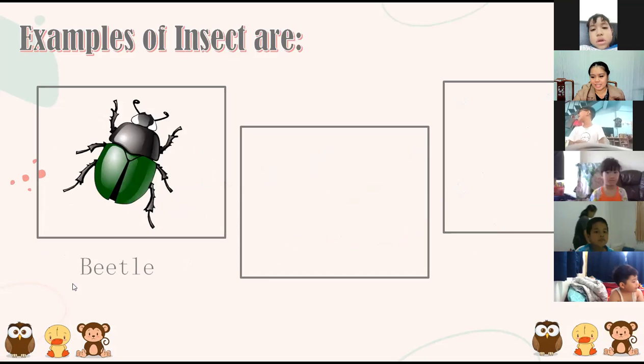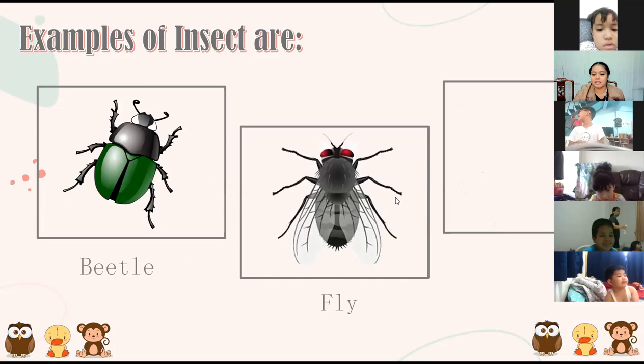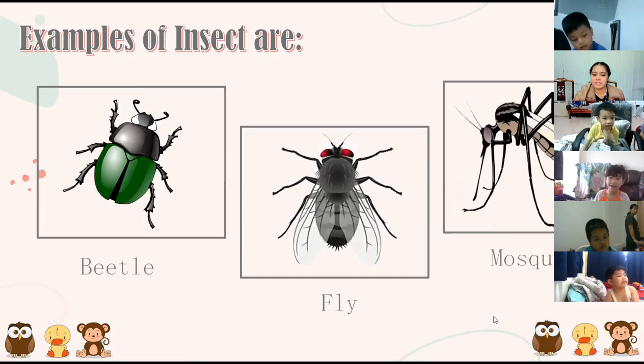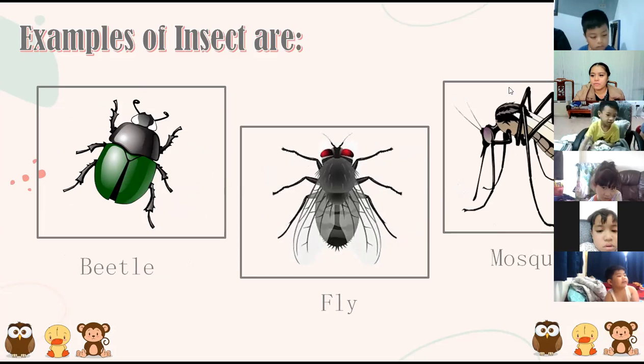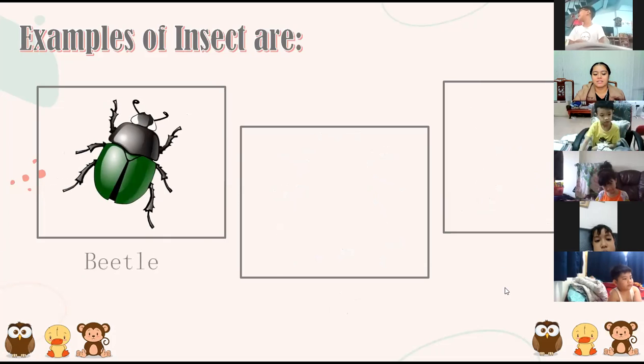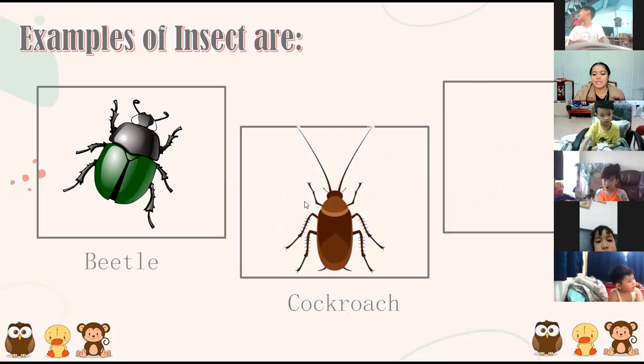Okay, next insects are. Oh, what insect is this? What's this? Beetle. Very good. How about this one? Fly. And the next one we have mosquito. Okay, they are all an example of bird or insect? Insect. Okay, next one. What's the name of this insect? This is a cockroach.